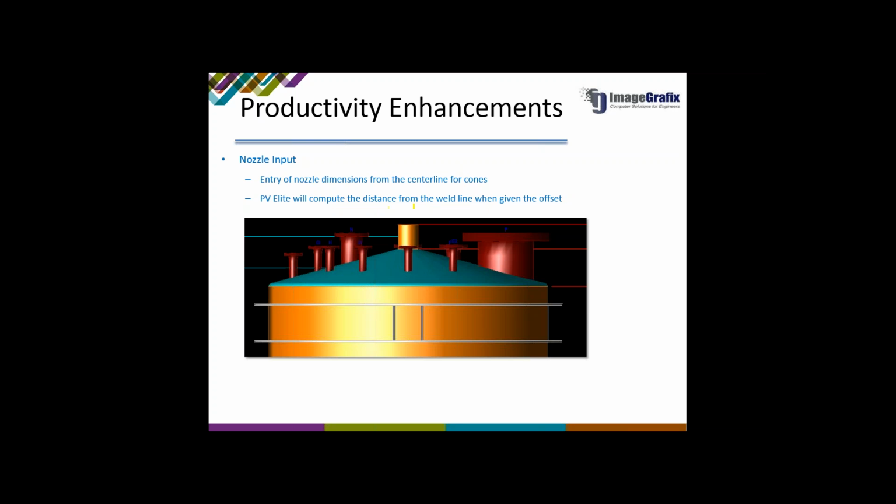Earlier we used to have the center line for cone dimension, and we used to convert those values and then enter them into the from node value. But now PVLite will automatically compute the distance from the weld line when you provide the offset. Okay, so this was the first productivity enhancement. Let's move on to the second point.